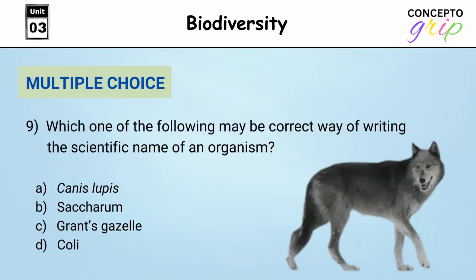Number 9. Which one of the following may be correct way of writing the scientific name of an organism? Option A, Canis lupus in italic writing, B, saccharum, C, Grant's gazelle, D, coli. The correct option is A, Canis lupus in italic writing.